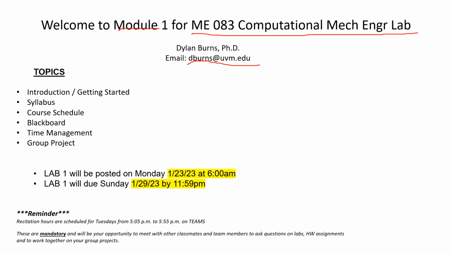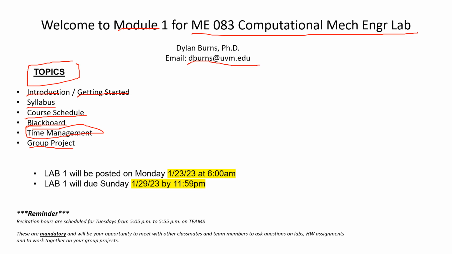Now this is an online course and we'll be doing all of our modules through Blackboard. So for this first module, the topics that we're going to cover within Blackboard are listed here. We're going to go through the introduction, talk about the Getting Started section and where that's located on Blackboard. Then we're going to step through our syllabus. And from there, we'll take a look at the course schedule for the semester, see when your due dates are for your lab assignments and projects. Then we'll talk about Blackboard, get into the details of how that's organized, have a small discussion on time management, and also get into some details on your group project.